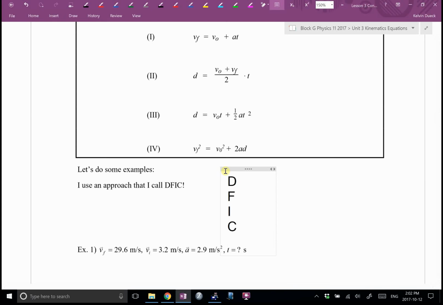I've alluded to this before. Until you get good, I strongly encourage you to use this approach. The letter D stands for list your data.